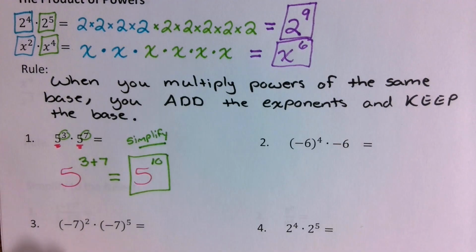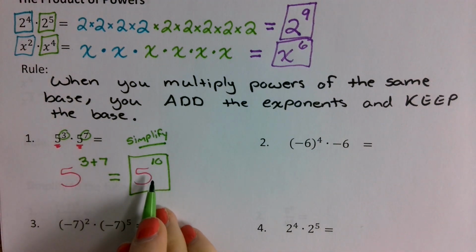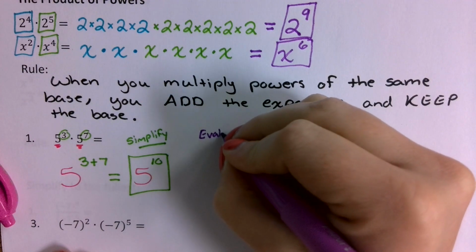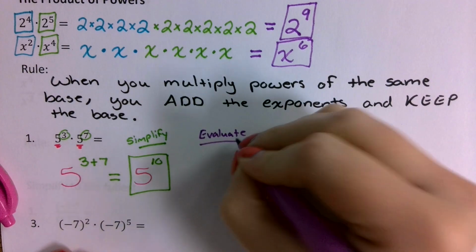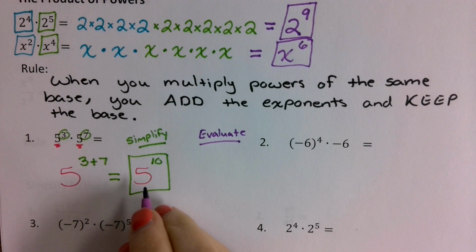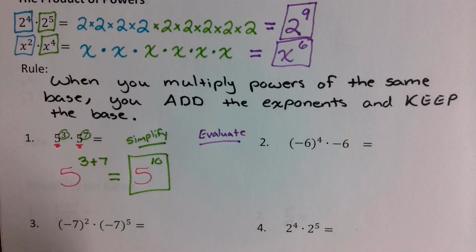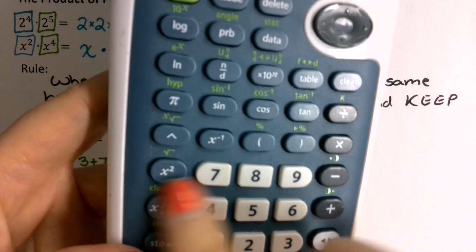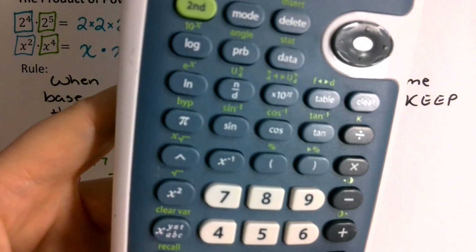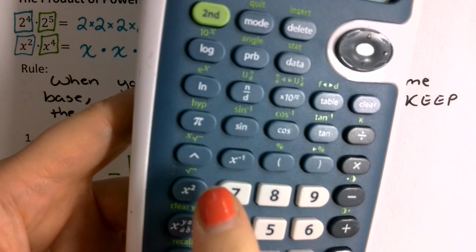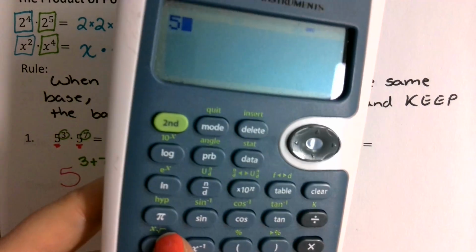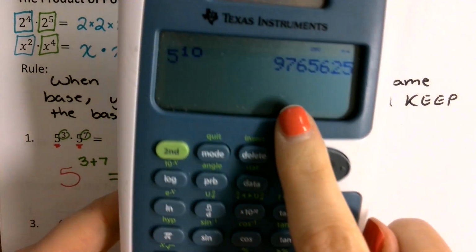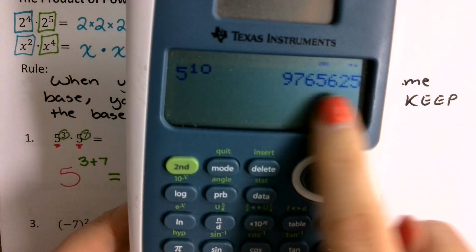If they ask me to simplify, that's what it is when it's in simplest form. If they ask me to evaluate, then that means I need to figure out what 5 to the 10th power equals. So in my calculator, I can type 5. Which one of these buttons will make an exponent again, guys? The arrow. That arrow button will make an exponent, and then I type in the 10 and hit enter, and there's my answer when I evaluate it.